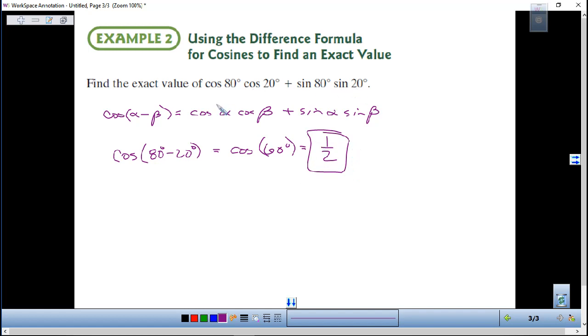So you can also work backwards. And the reason we know that we want to work backwards is because I don't know what the cosine of 80 and 20 are, or the sine of 80 and 20. They're not those key values on the unit circle that I know.